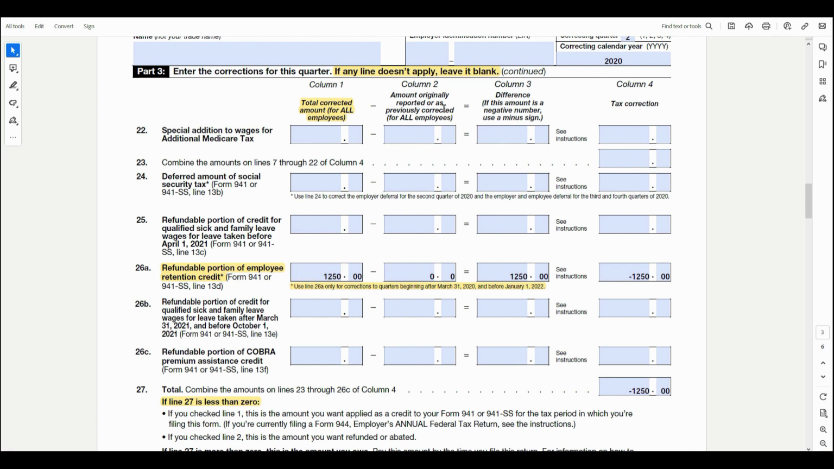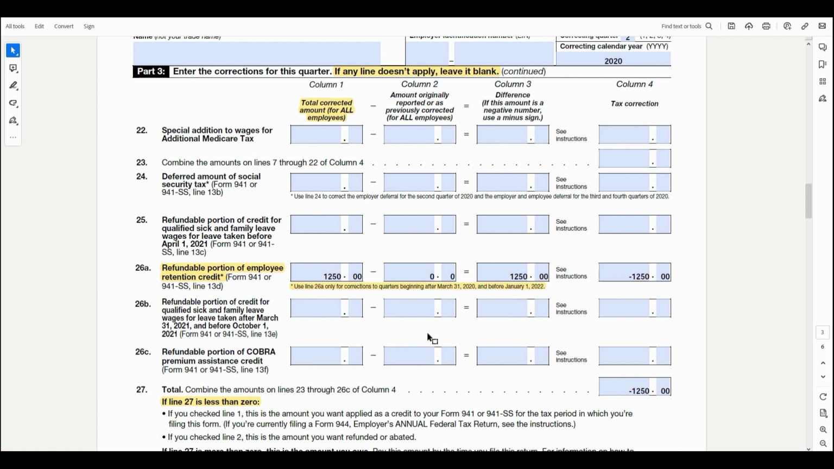The amount originally reported or previously corrected for our employees is going to be 0, because we didn't claim it and we haven't corrected it yet. So we have 0 here. The difference between those two is very simple: 1250 minus 0, you still get 1250. Now, for this column 4 box here, the instructions say that if you have a positive amount in column 3, you need to record it as a negative amount in column 4.